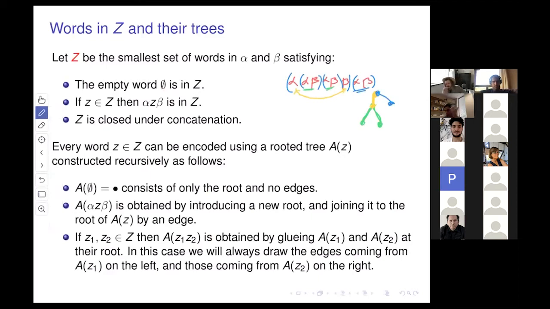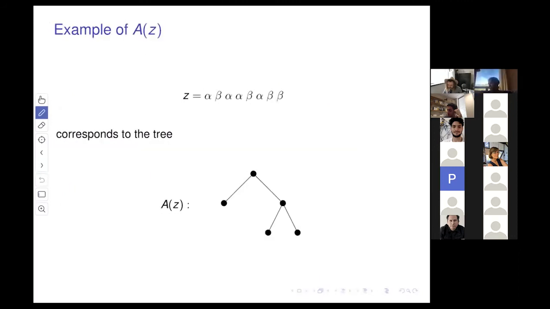So anyways, there is a combinatorial method to attach to every word in this monoid Z a tree. And in fact, these two pieces of information are completely equivalent, because if you have the tree, then you can go back and read the word. And so actually, let me do an example, and then I'll show you how to read the word from the tree.